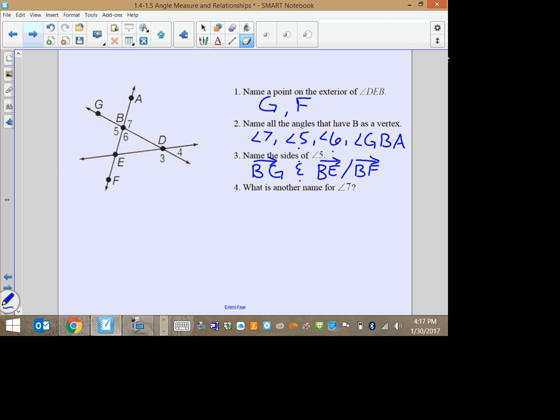Now I want another name for angle 7. I could call it angle ABD with my 3 points, with my vertex in the middle. I could also go the other way, angle DBA, but notice that my vertex, my B, has to always be in the middle.